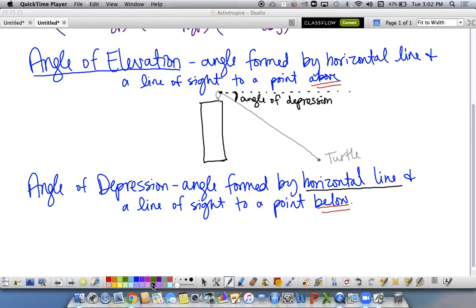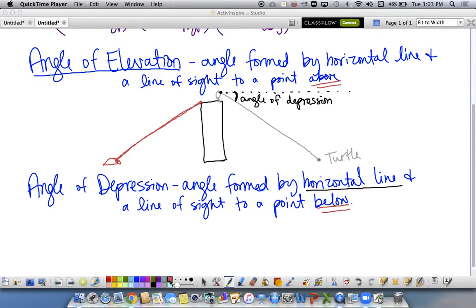Okay, now on the other side of the building, down the street, somebody is standing and looking up. They're sitting in their car. I don't know. So here's somebody sitting in their car. They look out of their window and they look to the top of the building to see, I don't know, there's a flower or a tree growing up there. And they want to know the angle of elevation. So they are on the ground in a car and they are looking up at a point above.